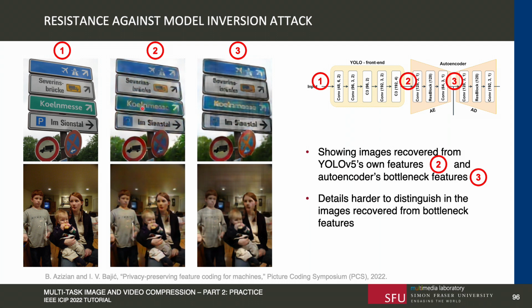But we can still distinguish many of the letters here in the top image, and the faces and facial features are somewhat similar to what they were in the original image. And the last column shows the images reconstructed from the autoencoder's bottleneck features. And now we can see that it's very hard to distinguish letters here in the top image, and facial features and facial expressions are much harder to recover compared to the original image.